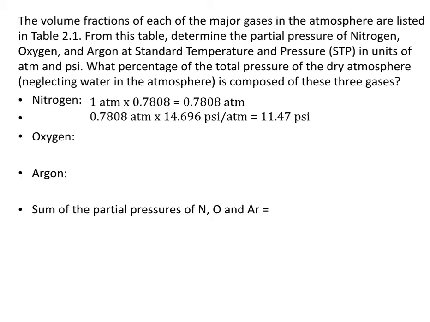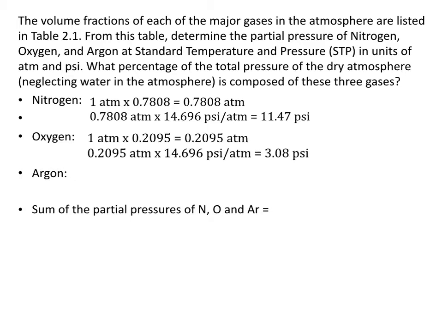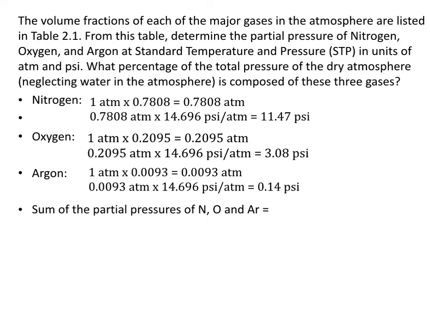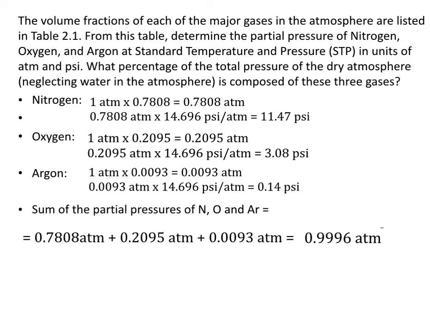Similarly, oxygen makes up about 21% of the air, so 0.2095 atmospheres, or 3.08 pounds per square inch that oxygen is pressing upon us. Are you beginning to feel the weight of all this yet? For argon, the third most common compound, at about 1%, the pressure exerted is about 0.14 psi. If we sum all these partial pressures in the atmospheric values, we get 0.9996 atmospheres.